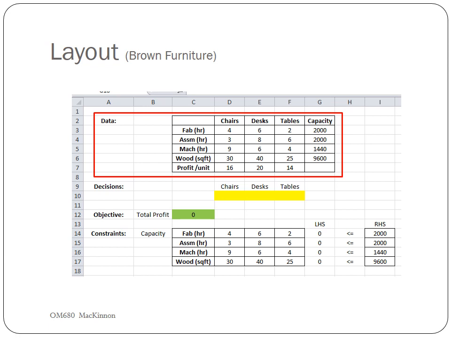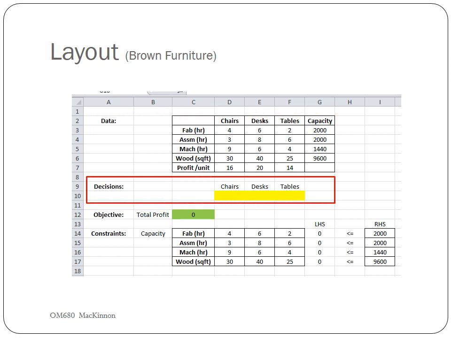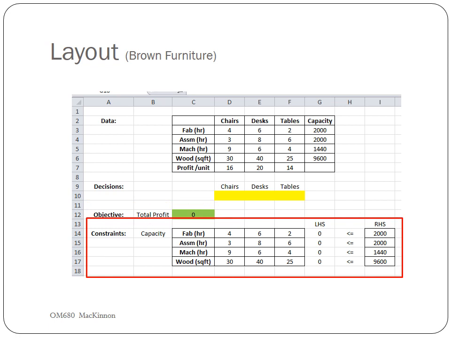We know the profit per unit, and we know the capacity for fabrication, assembly, machining, and wood. Our decisions are how many chairs, desks, and tables to make in order to maximize profit and stay within our constraints. Our objective is total profit, and our constraints are, as you can see, basically these parameters taken right out of the data.